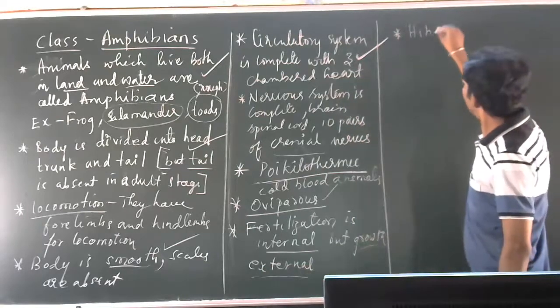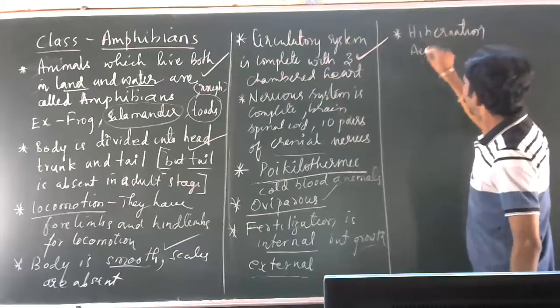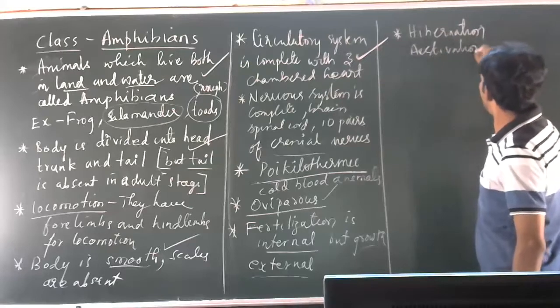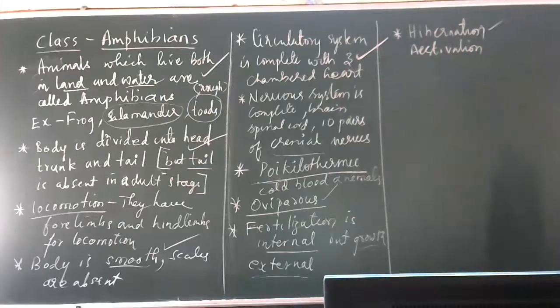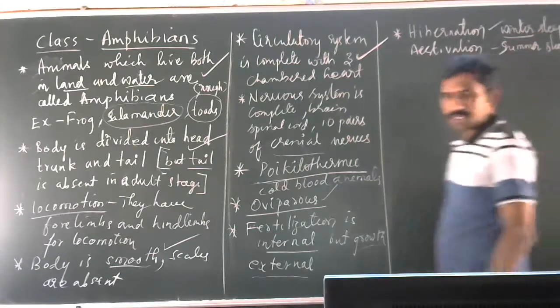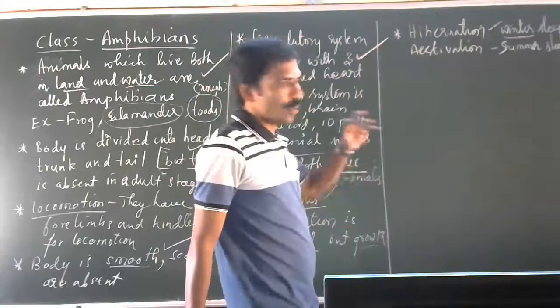So hibernation and aestivation are seen in this group of animals. Hibernation is winter sleep. Aestivation is summer sleep. They cannot tolerate the cold environment, and they cannot tolerate too much heat also.